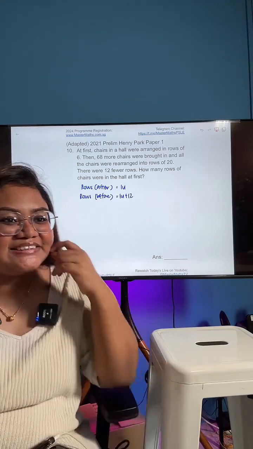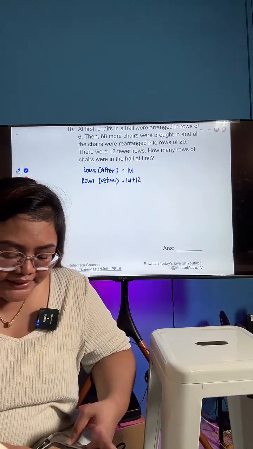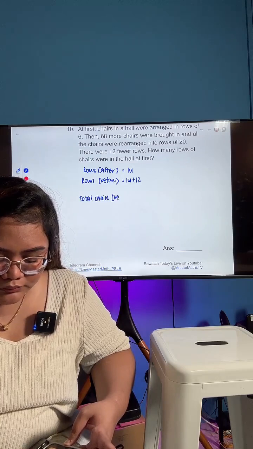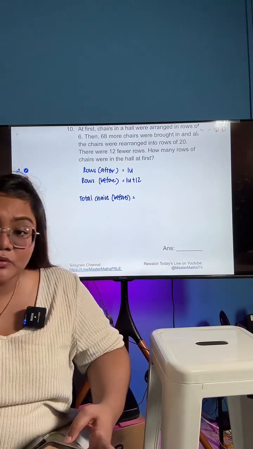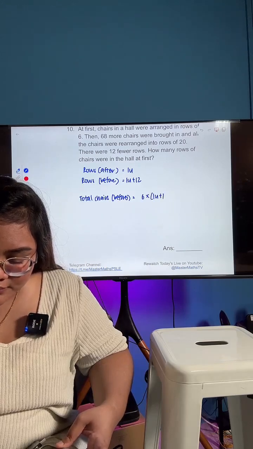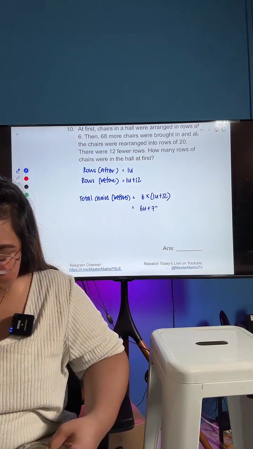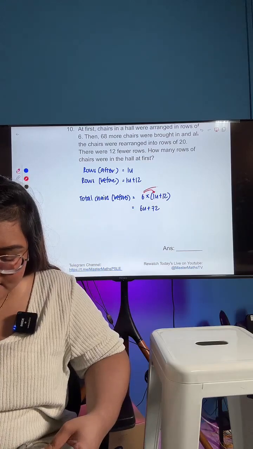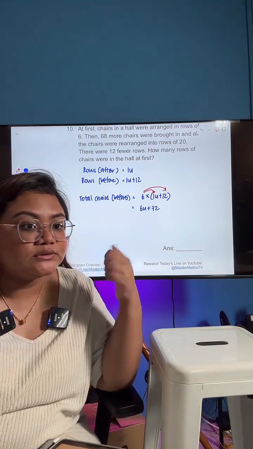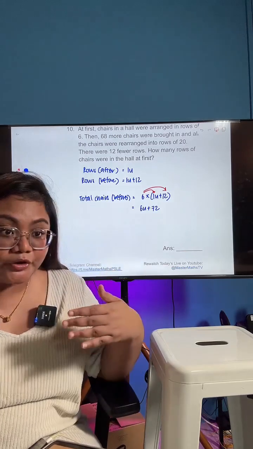Thank you, Inaya. All right. So now that I have the rows before, 1 unit plus 12, then I can have the total chairs before. The total chairs before will be the number of rows times 6. This will give us 6 units plus 72. So 6 times 1 unit, 6 times 12. 6 units plus 72. Everybody understand here? So 6 units plus 72 is the total chairs before.